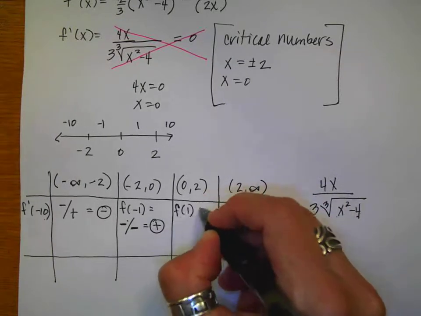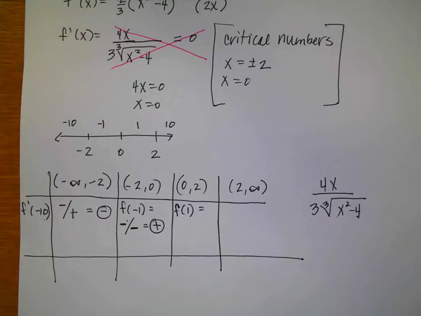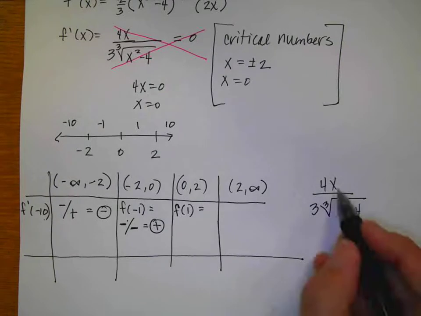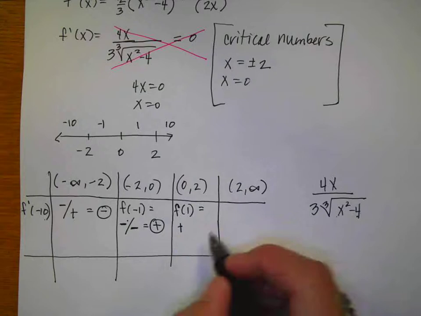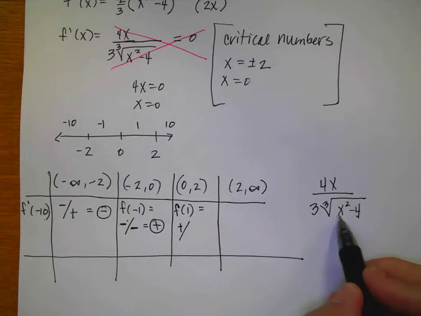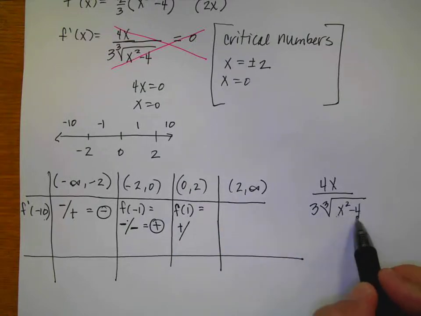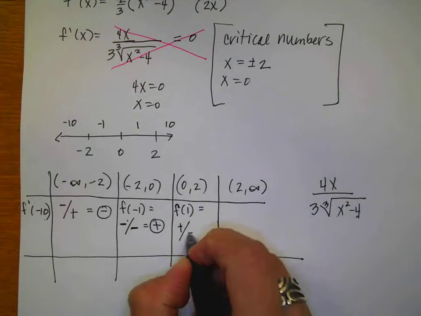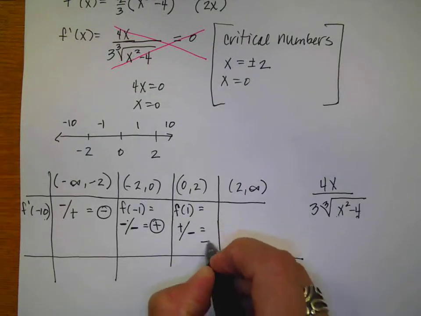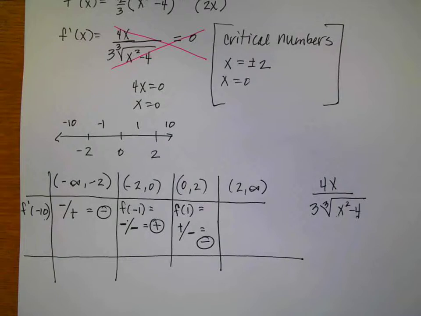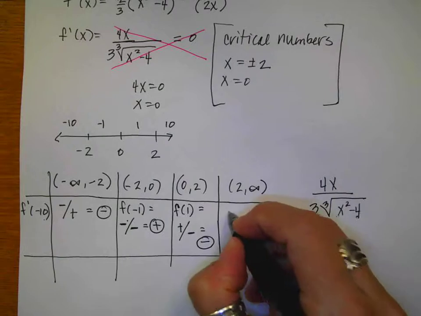All right, in this interval, I chose to test a 1, okay, and I really don't care what the value is. All I'm looking at is the sign. In the numerator, it's positive. In the denominator, 1 squared is 1 minus 4, the cube root of a negative is negative, so I have a negative. Net effect is negative, okay?